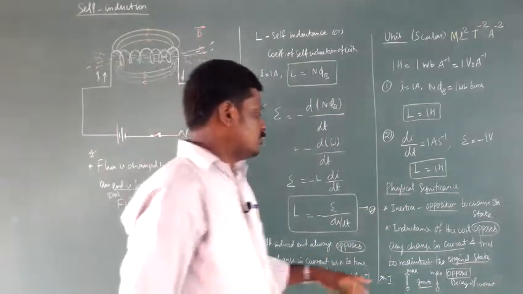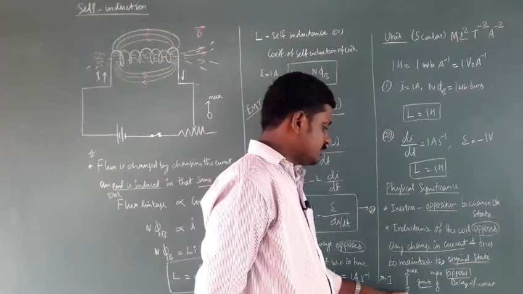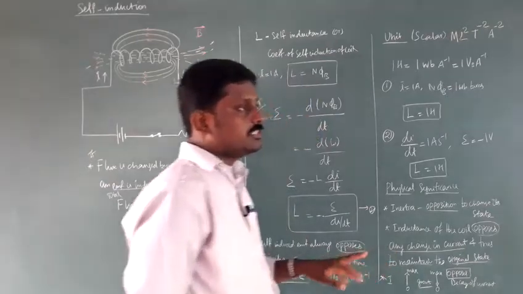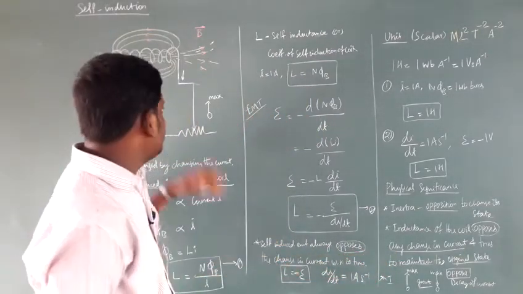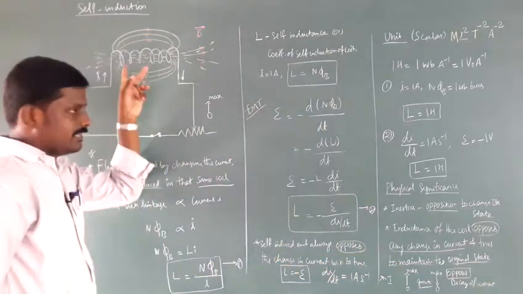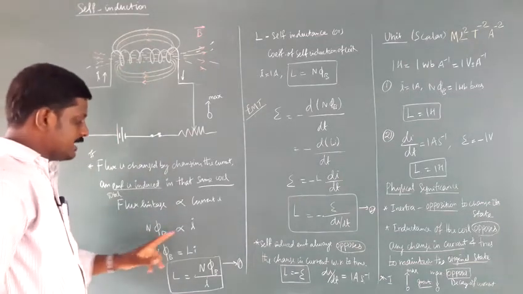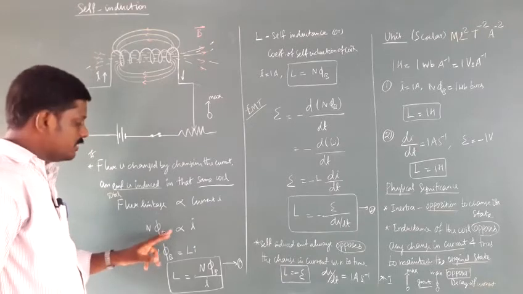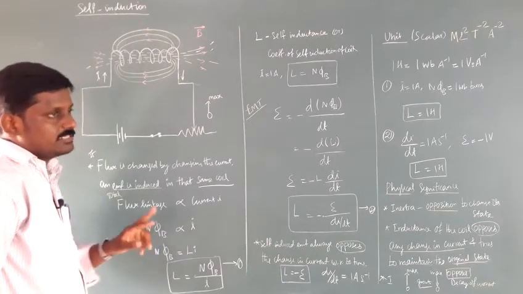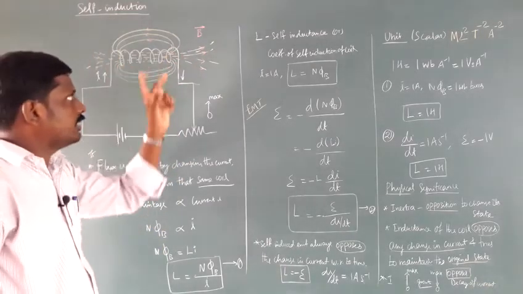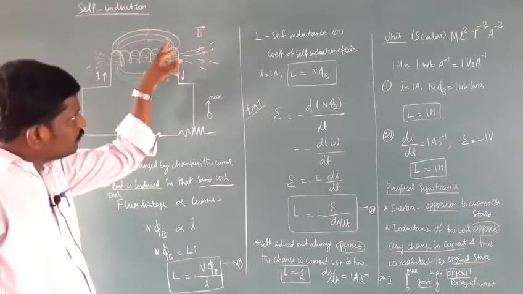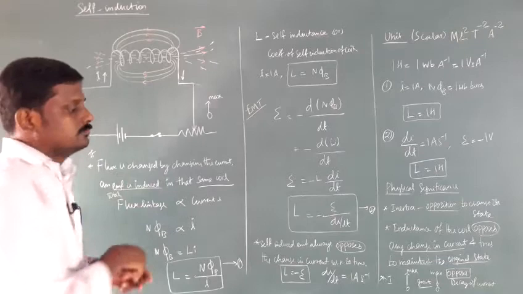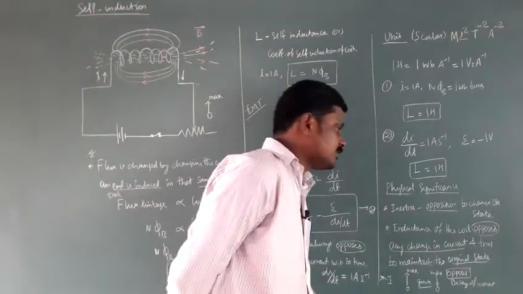How? For example, the current changes from 0 to maximum in a circuit. So there is a growth of current, which means a change in magnetic field, because I is directly proportional to magnetic flux. If current changes, magnetic flux changes, so the magnetic flux linked with the coil changes. An induced EMF is produced in the coil, and that induced EMF opposes the growth of current in the circuit.